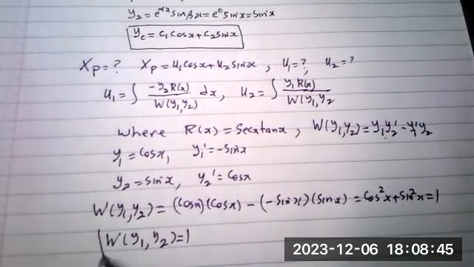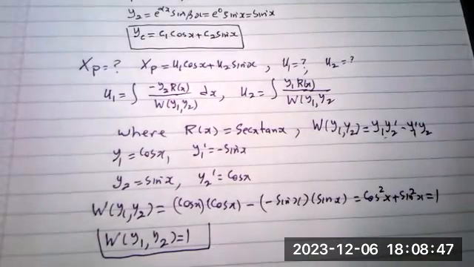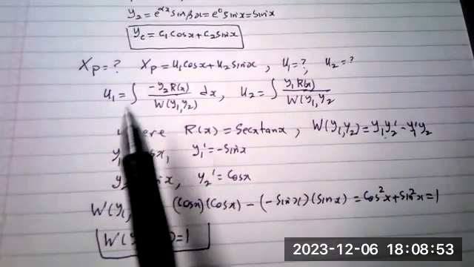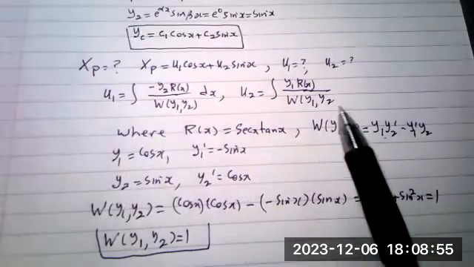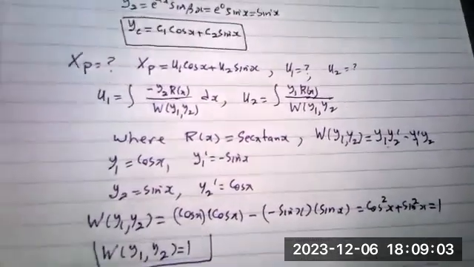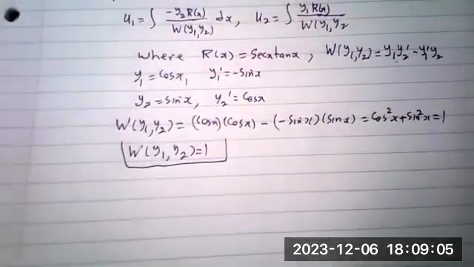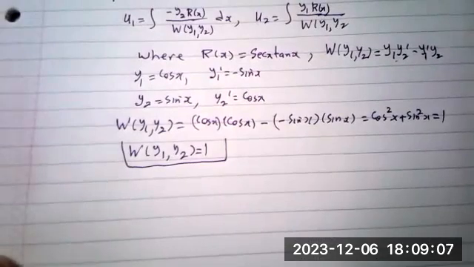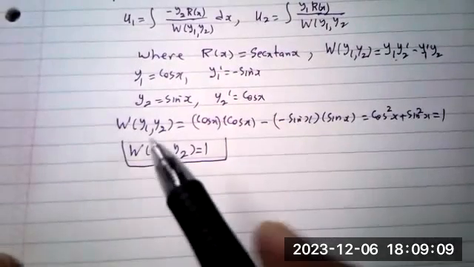Okay, any question? Now we are ready to go and operate to get u1. So this is the formula for u1, and this is the formula for u2. The Wronskian is 1, so there is nothing to divide by, and two nice integrals give you the final answer. So we go for u1.